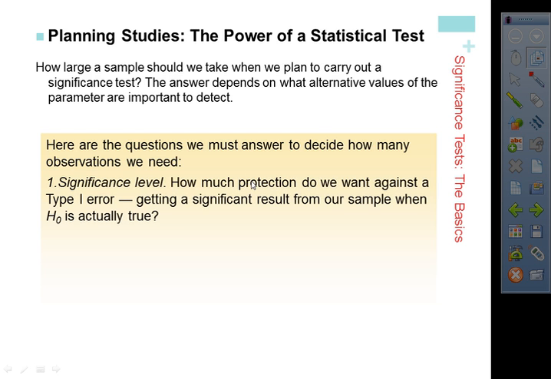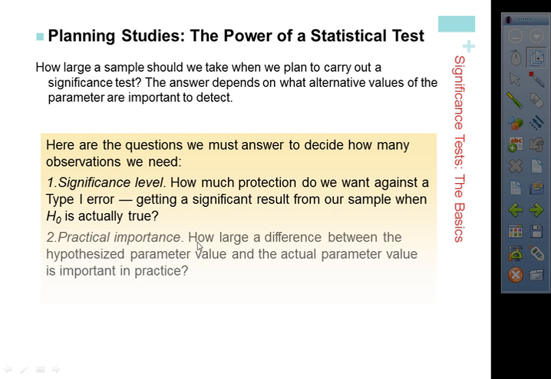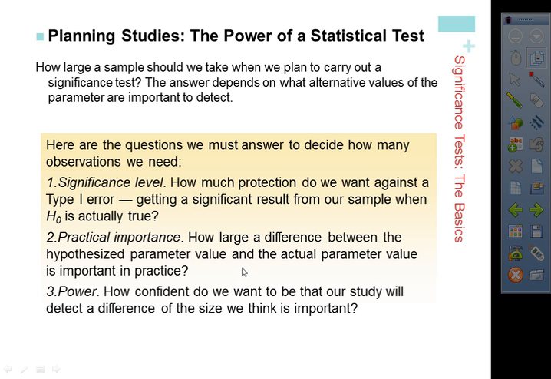Significance level. How much protection do we need against a type 1 error? Getting a significant result from our sample when H0 is actually true. Practical importance. How large a difference between the hypothesized parameter value and the actual parameter is important in practice? And power. How confident do we want to be that our study will detect the difference in the size, of the size we think is important?